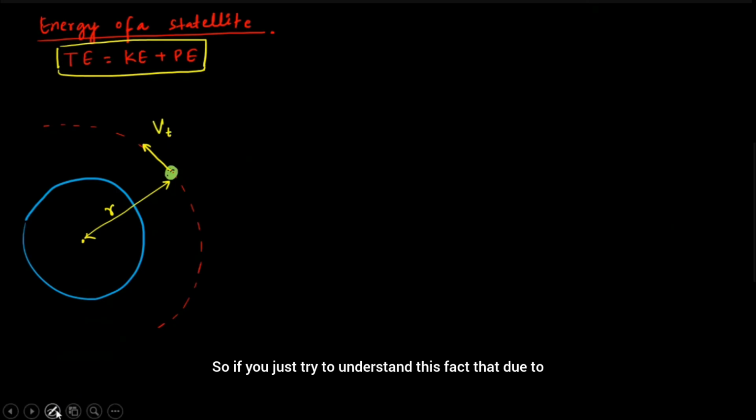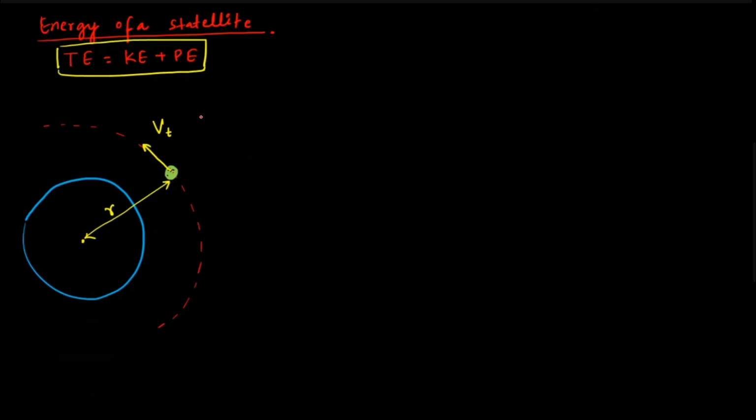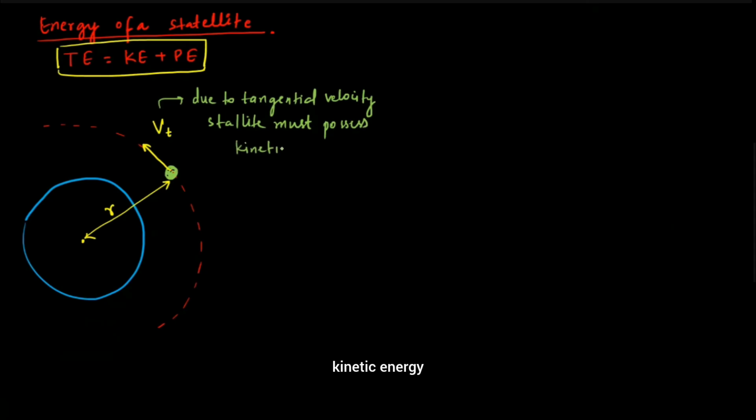So if you just try to understand this fact that due to rotation, or you can say due to tangential velocity, the satellite must possess one thing. What is that? Kinetic energy. If anything is moving with a certain velocity, it must have kinetic energy.